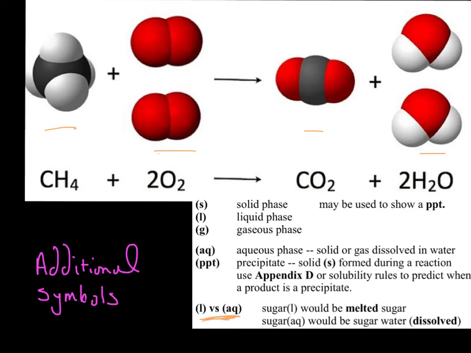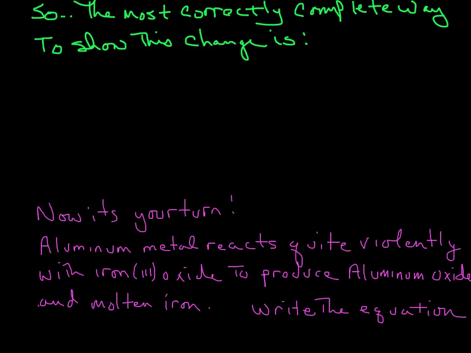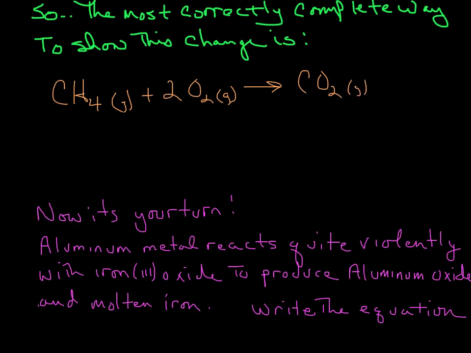And so down here at the bottom, you know when to use L, when to use AQ. Sugar with an L after it would be melted sugar. Sugar with an AQ would be sugar that's dissolved in water. Got it? So, if we want to write our equation correctly, the most complete way to show this change would be as follows. I've got CH4, that's methane, and this is a gas, plus 2 molecules of oxygen, which is also a gas, reacting to produce 1 molecule of carbon dioxide, which is also a gas, plus 2 molecules of water vapor, which is also a gas. And that's it.